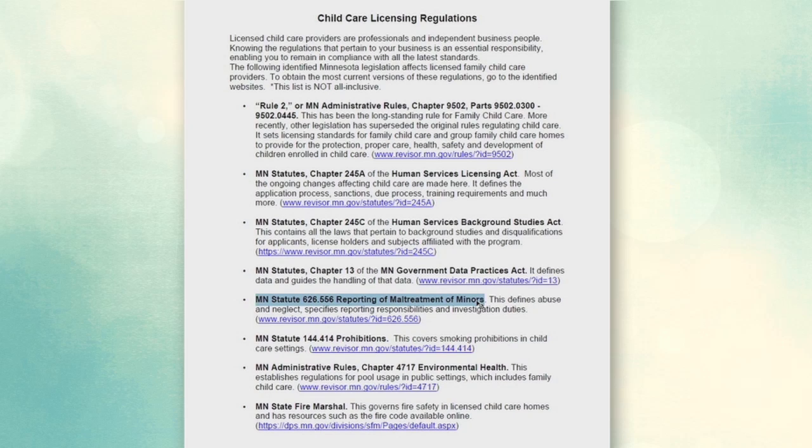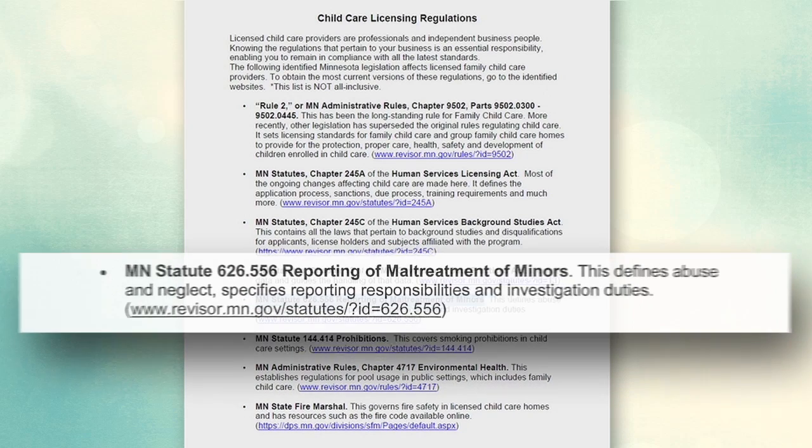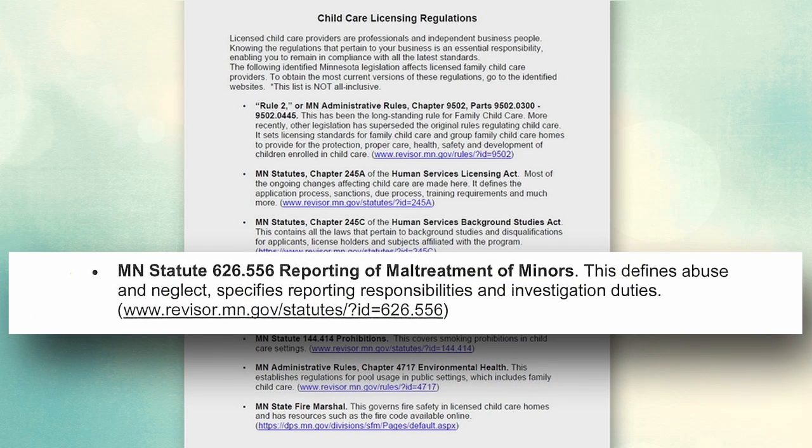Reporting and maltreatment of minors. This defines abuse, neglect, what your responsibilities are as far as a licensed child care provider. Once you become licensed, you are a mandated reporter, and there are things that you are required to report. So you're going to want to make sure that you read over this statute and know what your requirements are as far as a mandated reporter and what you need to report and who you need to report to.